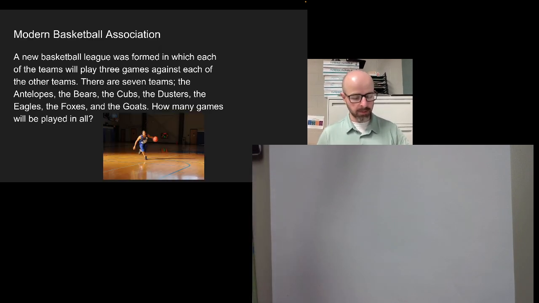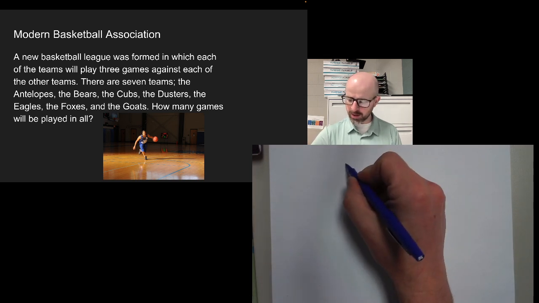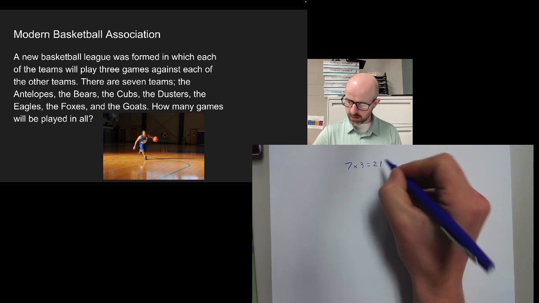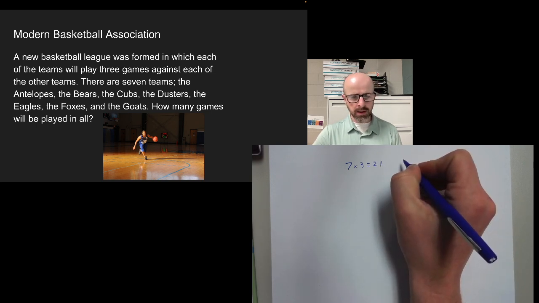A couple example problems. We have here, this is called the Modern Basketball Association. Let's read that. It says a new basketball league was formed in which each of the teams will play 3 games against each of the other teams. There are 7 teams: the Antelopes, the Bears, the Cubs, the Dusters, the Eagles, the Foxes, and the Goats. How many games will be played in all? I mean, we could say there are 7 times 3. Is that how we do it? Do we do 7 times 3 equals 21? Okay, maybe, but let's draw it as a diagram, okay?